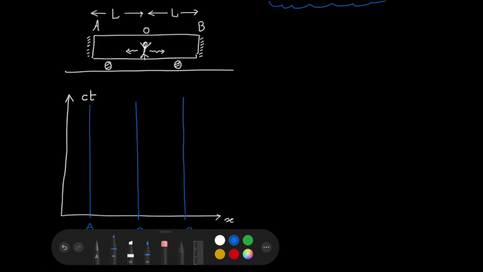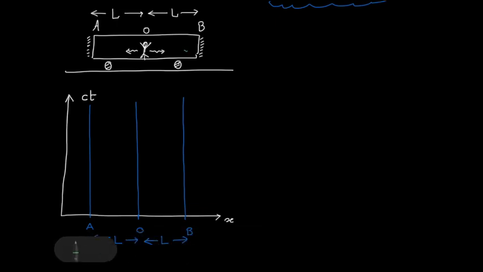Now, what is done is, at t equals t0, the observer at O, who has the torch, switches on the light. So the light goes, hits the observer at B, comes back to O, hits the observer at A, and comes back to O.